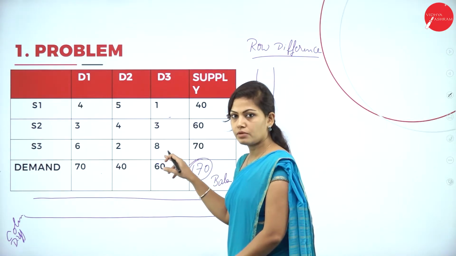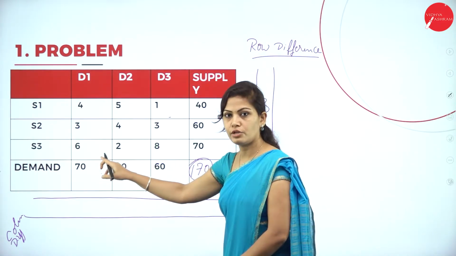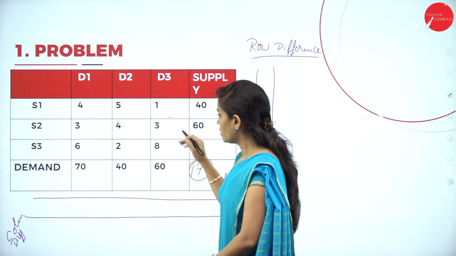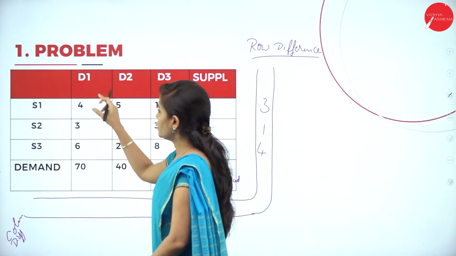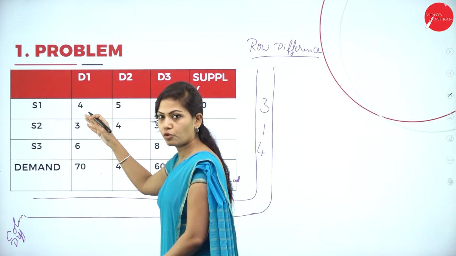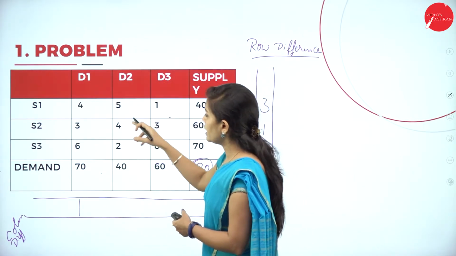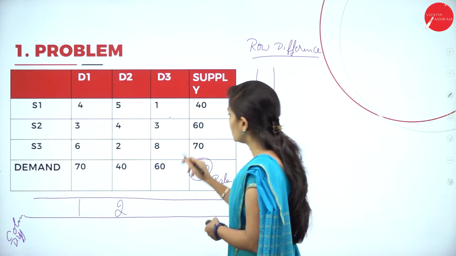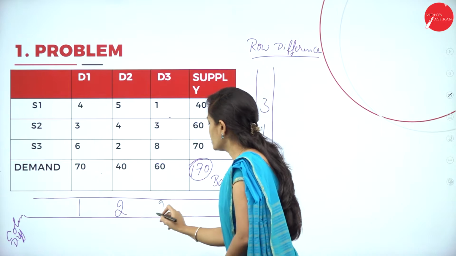And the next row is S3. The least value is 2 and the next least value is 6. 6 minus 2 is 4. I have completed all 3 rows. Now I will find the column differences. The first column is D1. The least value is 3 and the next least value is 4. 4 minus 3 is 1. The second column is D2. The least value is 2 and the next least value is 4. 4 minus 2 is 2. In the third column the least value is 1 and the next least value is 3. 3 minus 1 is 2.